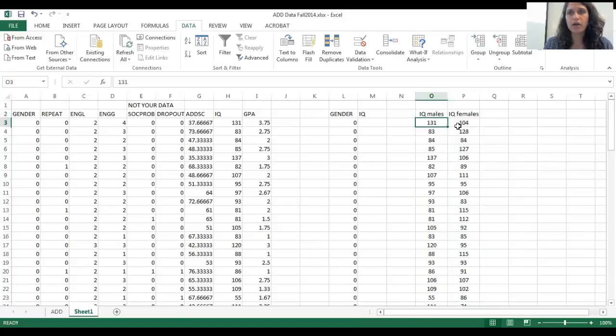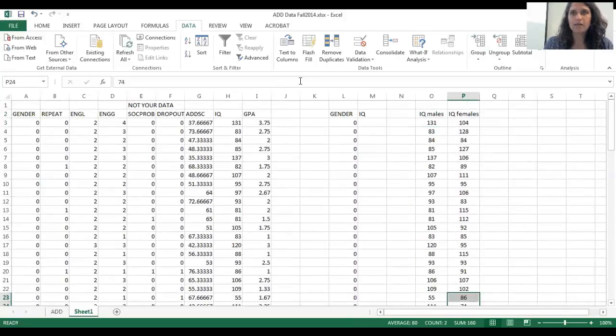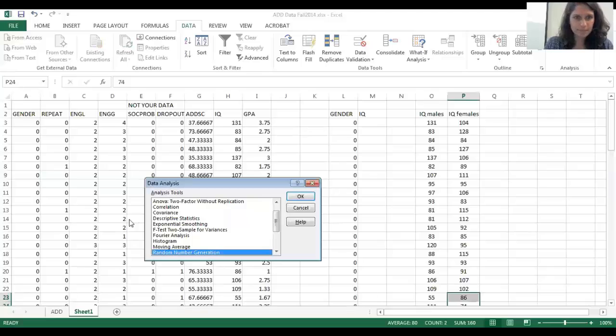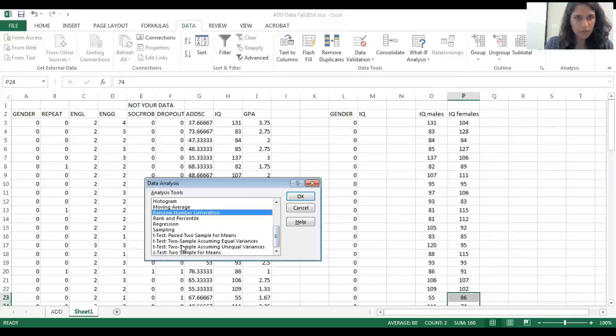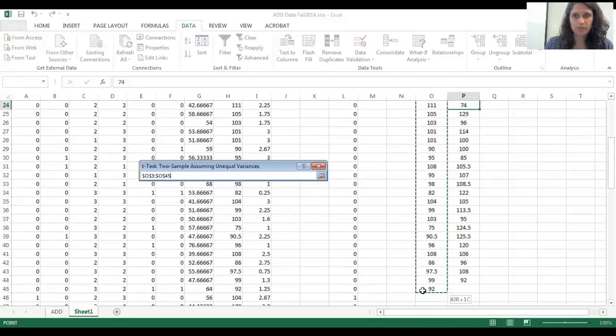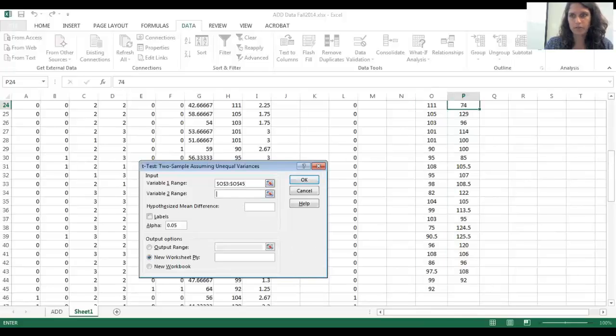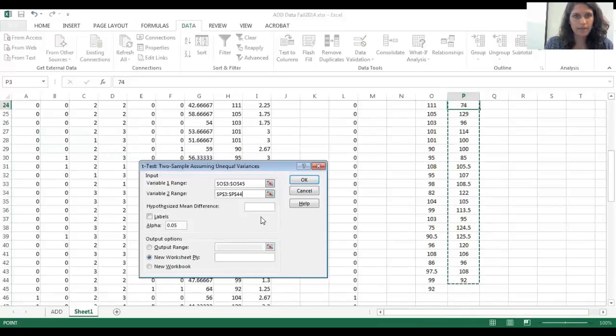Okay, so now I want to know if there is a difference in mean IQ between the males and females that I have here. So I'm going to go to Data Analysis, and I'm going to do a t-test two-sample assuming unequal variances. My variable 1 range are the IQs of the males. My variable 2 range are the IQs of the females. I assume that there's no mean difference. I'll use a 0.05 significance level. And let's see what we got.